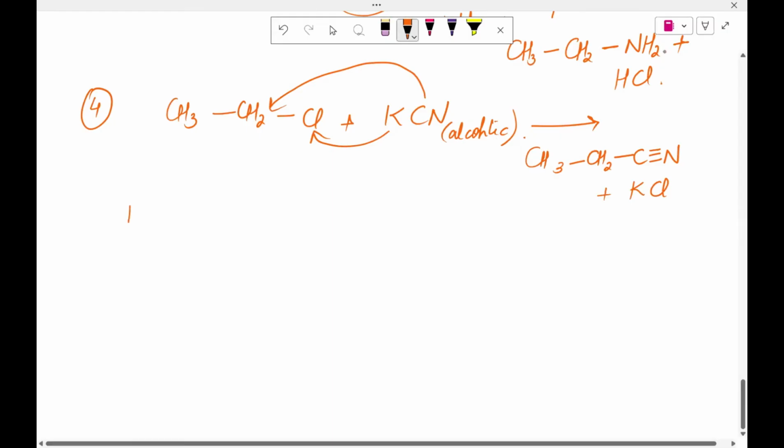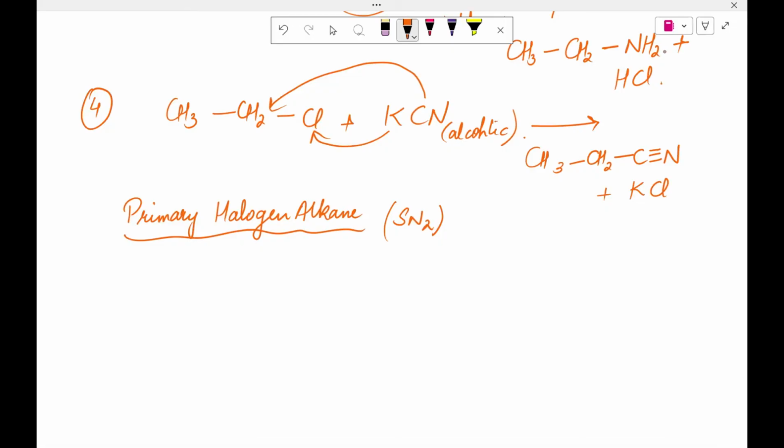Now we are going to study primary halogen alkane. Primary halogen alkanes are going to undergo SN2 type of nucleophilic substitution reaction. What is SN2 type? I'm going to describe it later.